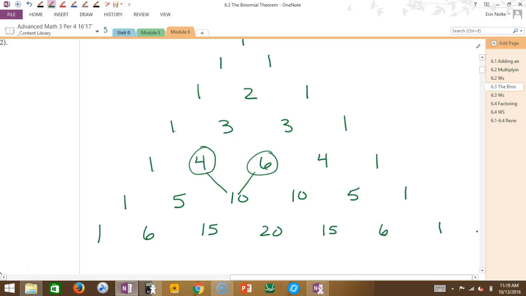Now, this is also really cool. We can use Pascal's triangle to FOIL binomials. What?